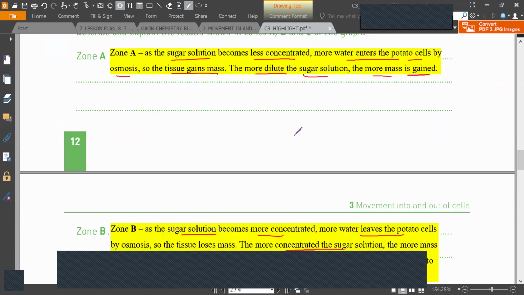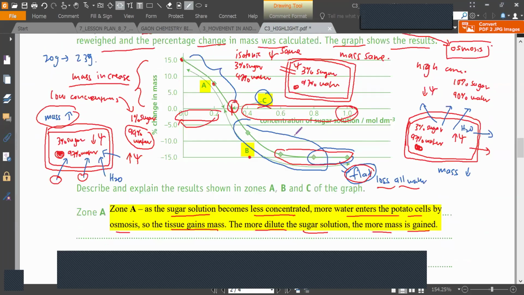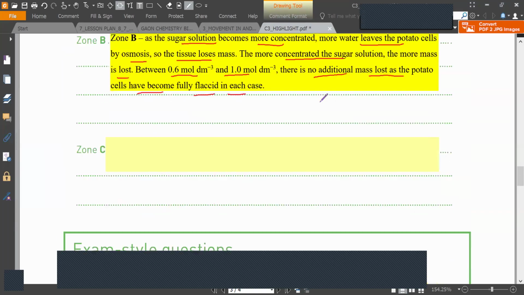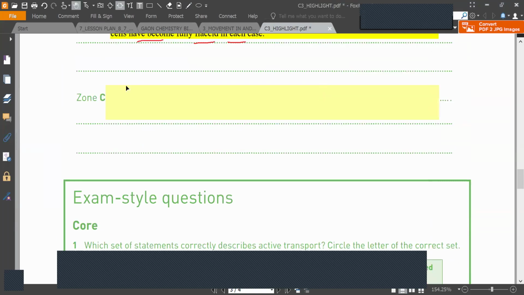Now, zone C, which is this point, where there is 0% mass loss. The mass just remains the same. So what's happening here?